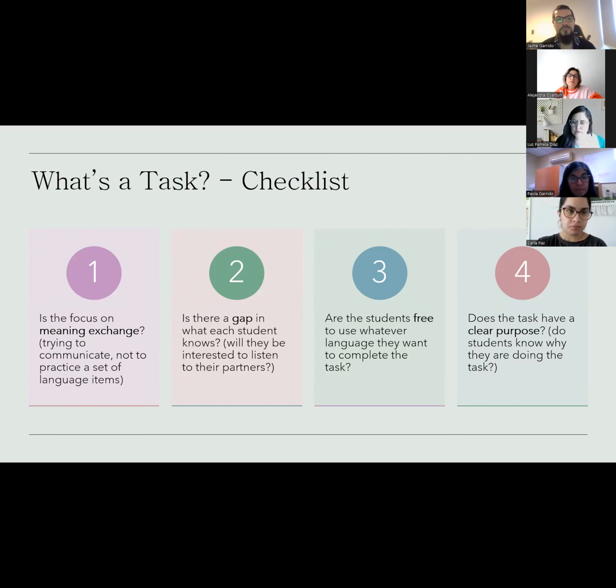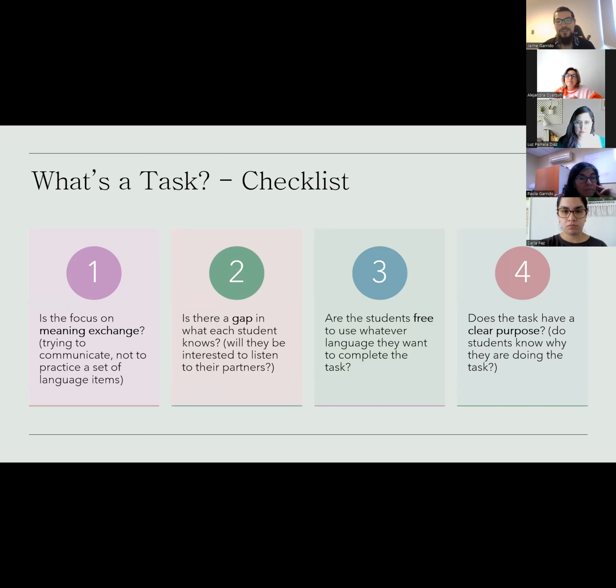So is the focus on meaning exchange? Are the students trying to communicate and not to practice a set of language items? Yes or no? Okay. Is there a gap? Is there a problem that students have to solve? Okay. Will they be interested to listen to their partners? Yes or no? Okay. Are the students free to use whatever language they want to complete the task?